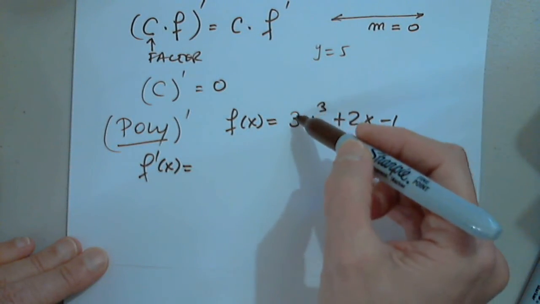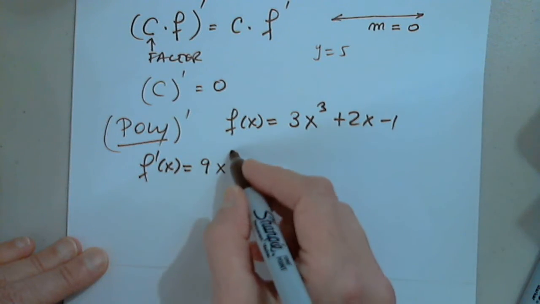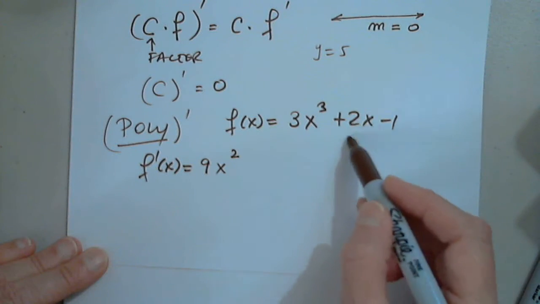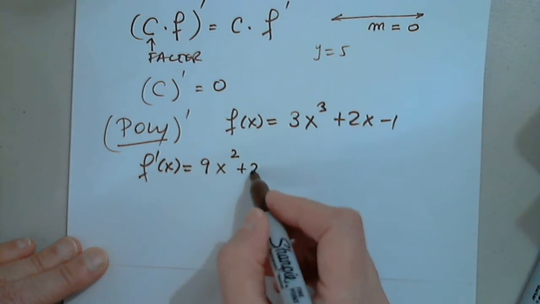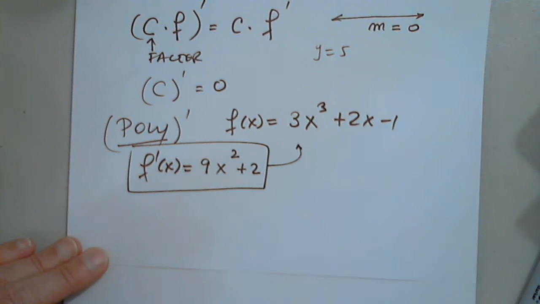So we bring down 3, we multiply by 3, we get 9. We subtract 1 from the power, and 3 minus 1 is 2. And we differentiate 2 times x, and you get 2. So this is the derivative function of this function.